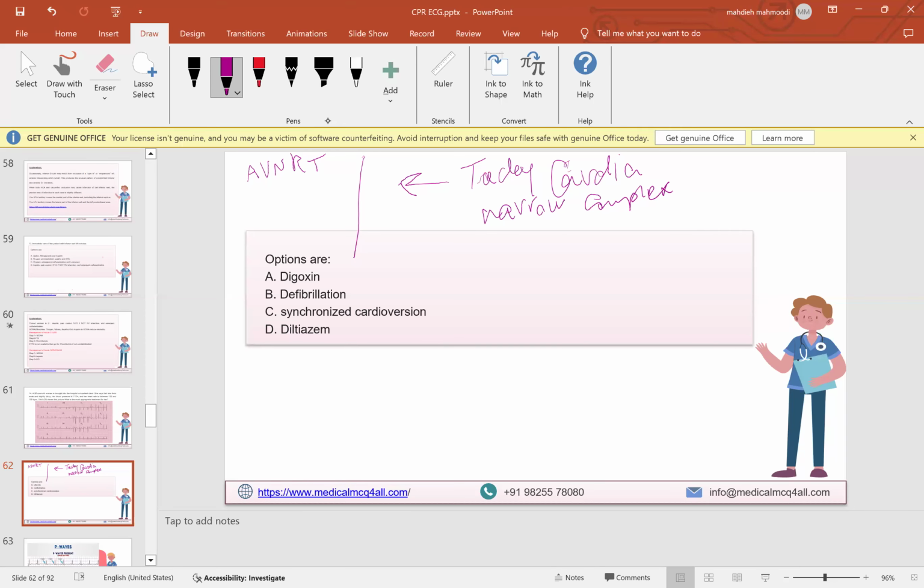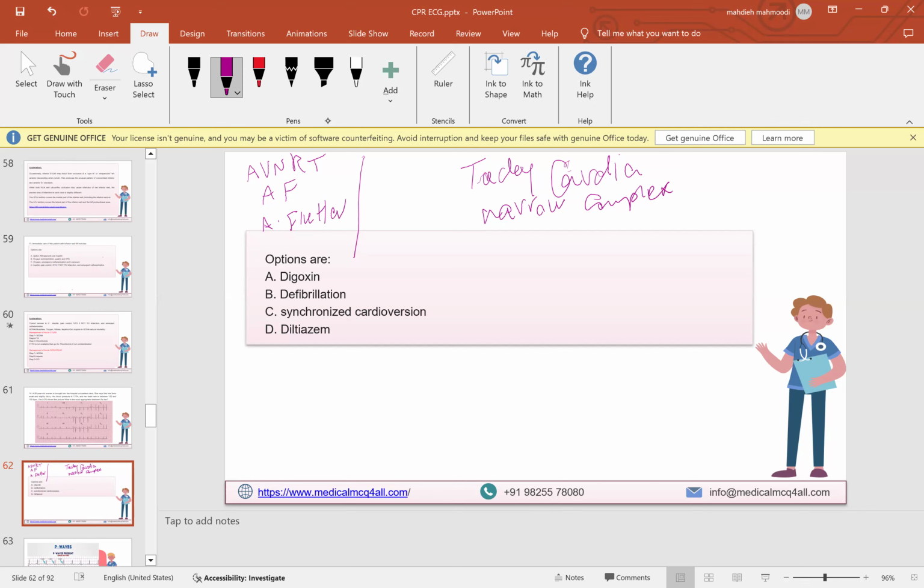Anything else? Atrial fibrillation, AF, very good. Yes, AF is also a narrow complex tachycardia. Anything else? Atrial flutter. Wenckebach's phenomenon is broad complex? No, those are blocks. We're talking about tachycardias, and blocks are a different concept. WPW syndrome. Okay, so the main ones are AVNRT, AF, and atrial flutter.